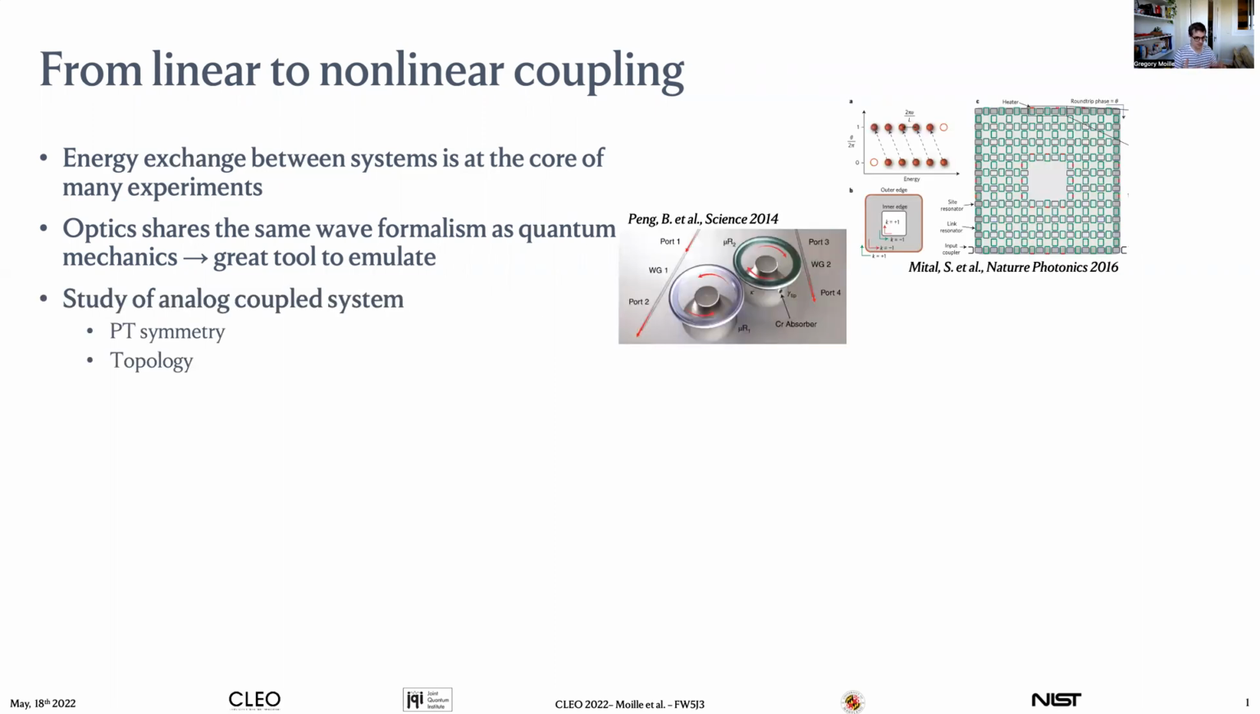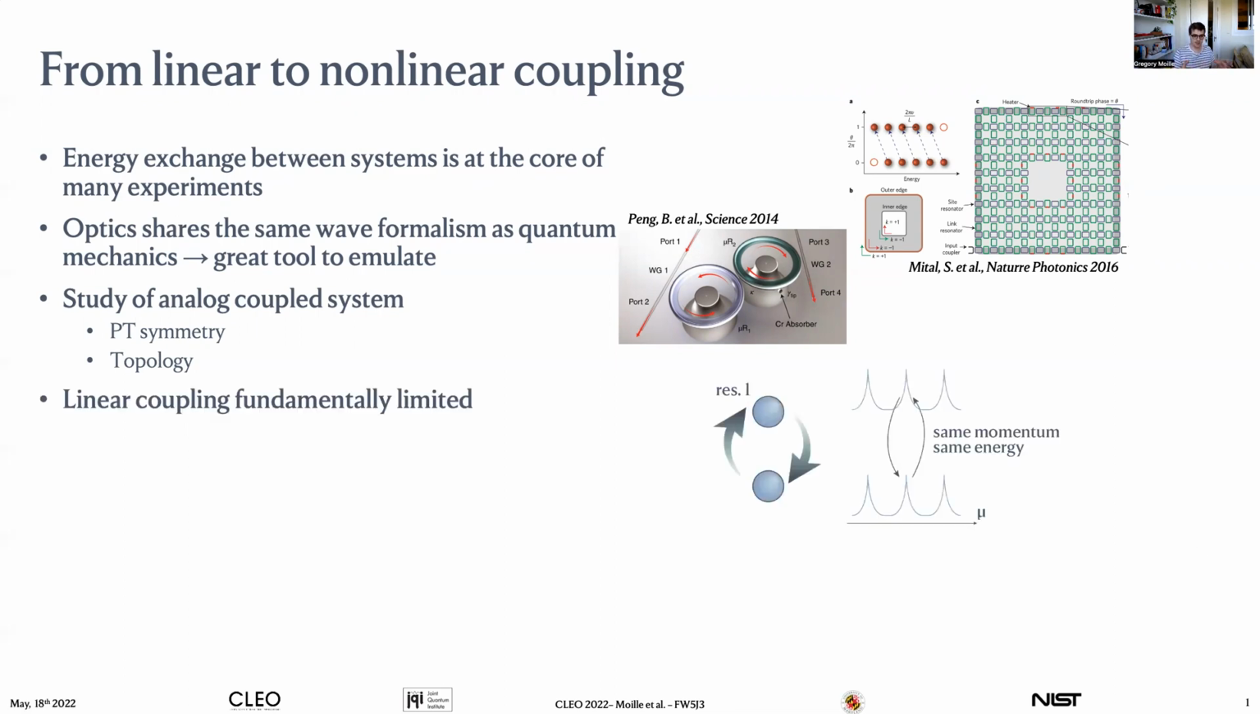And that, for instance, is true for PT symmetry. Because it involves losses, it's very hard to get in a pure quantum system, while in optics we deal with loss all the time. But we also have systems like topology that are very convenient to fabricate in optics with a couple of resonators.